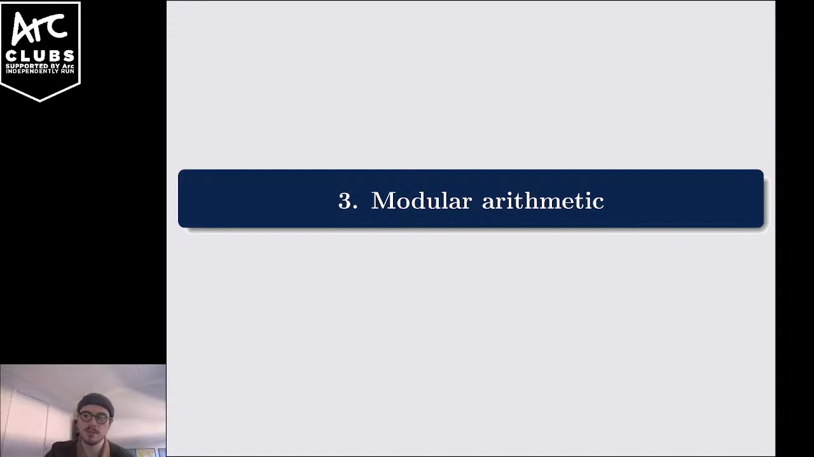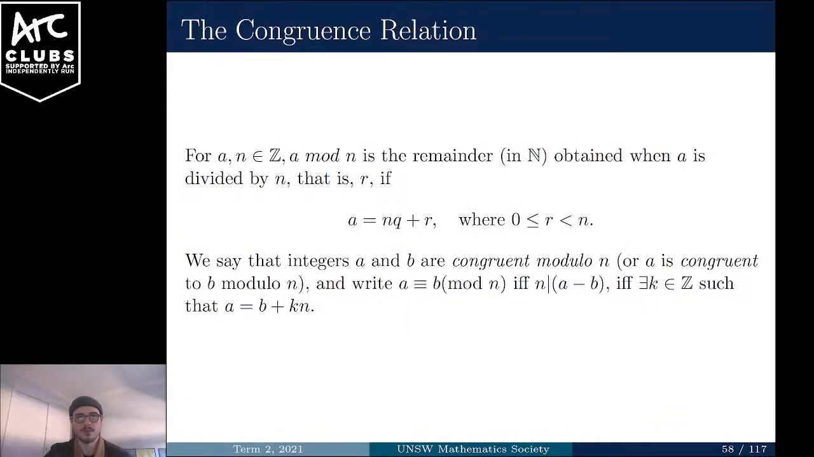Cool. Let's get stuck into it. So, modular arithmetic. Here we go. We're going to start off by talking about the congruence relation. For a and n in Z, two integers, we say a mod n is the remainder obtained when a is divided by n. So that is r if a is equal to n times a quotient plus r. We say that these two integers are congruent modulo n, or a is congruent to b modulo n.